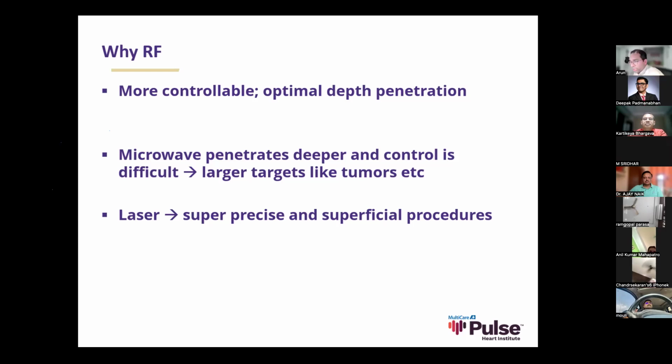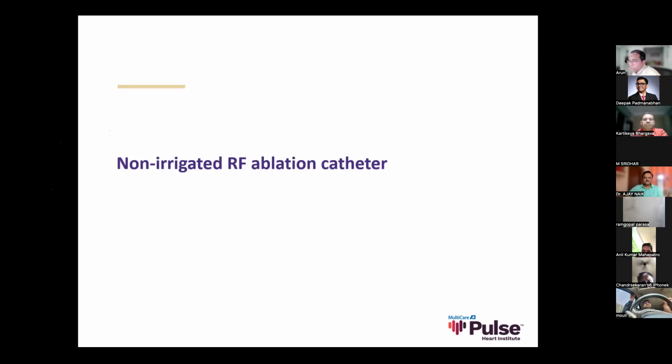Laser is super precise, but it produces very superficial lesions, and laser lesions are also thermal lesions. So these are used in optical procedures and in ENT and ophthalmology procedures, but we don't use it in cardiac RF. So then I go on to the non-irrigated RF ablation catheter, which is one of the first catheters that was invented.